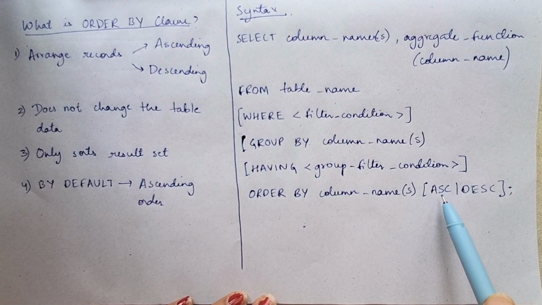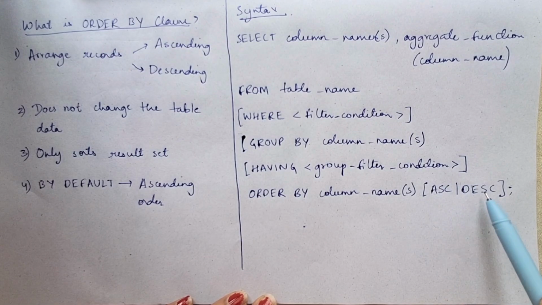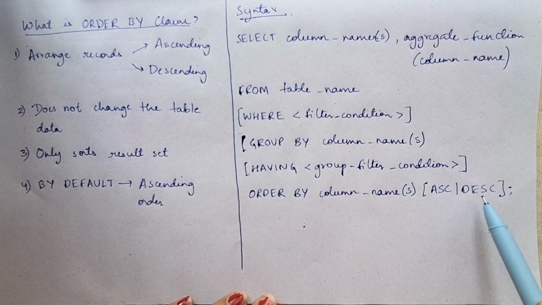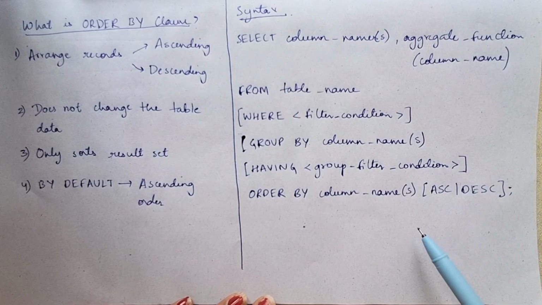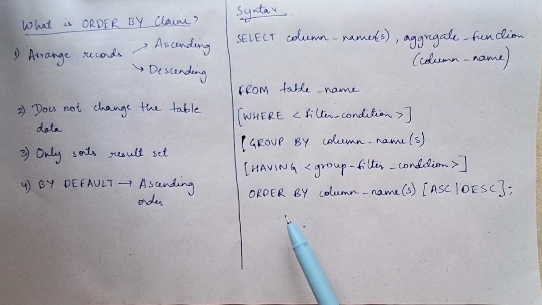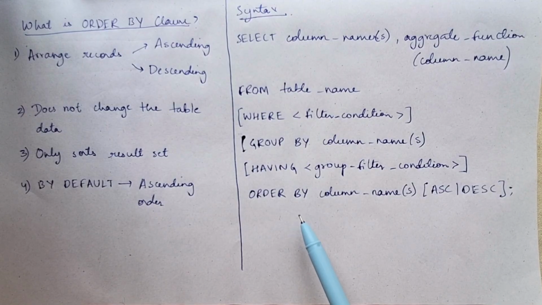If we use ASC, the data is sorted in ascending order. And if we use DESC, the data is sorted in descending order. And guys, if we do not mention ASC or DESC, SQL will sort the data in ascending order by default. And guys, please remember this: order by clause is always written at the end of the query.